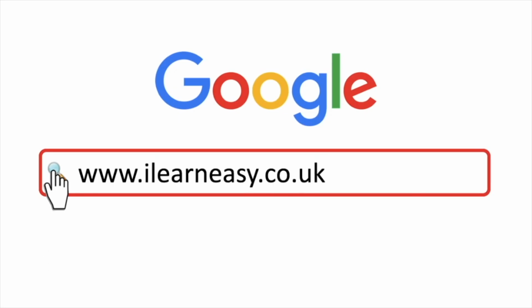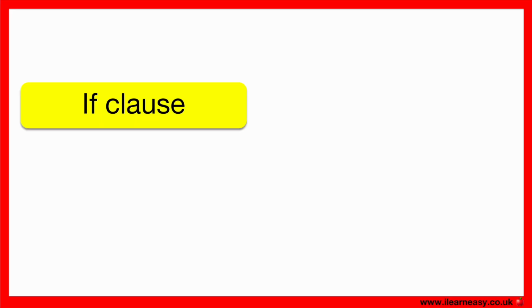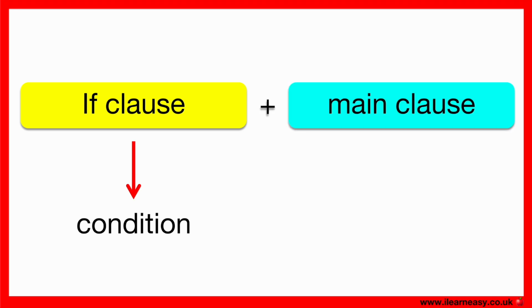ilearneasy.co.uk. A conditional is a type of sentence that is made up of an if clause, this is the condition, and a main clause, this is the result. A conditional describes the result of a certain condition. So essentially, it describes the result of a situation that might happen or might have happened. The sentence usually starts with if or when. The if clause can be the first or the second part of the sentence.